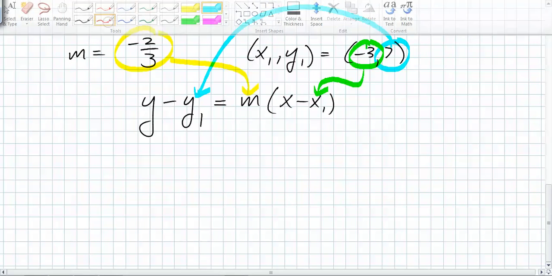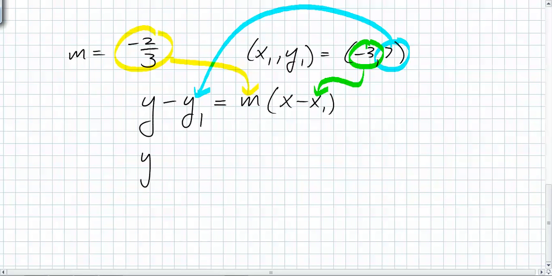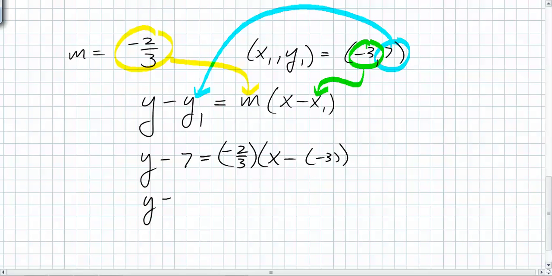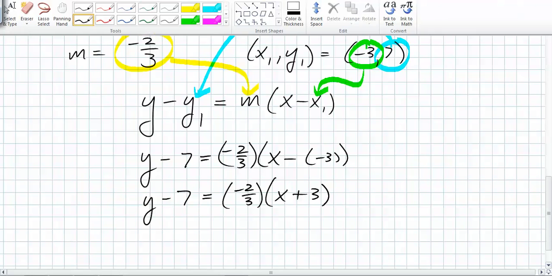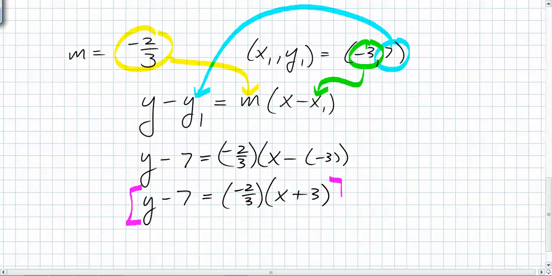So we make those substitutions and we get y minus 7 is equal to negative 2/3, and we like those parentheses around our fractions, times x minus negative 3. Notice it's minus negative 3. We can clean that up a little bit and write y minus 7 equals negative 2/3 times x plus 3. This would be a final place to stop if I asked you to write an equation in point-slope form.